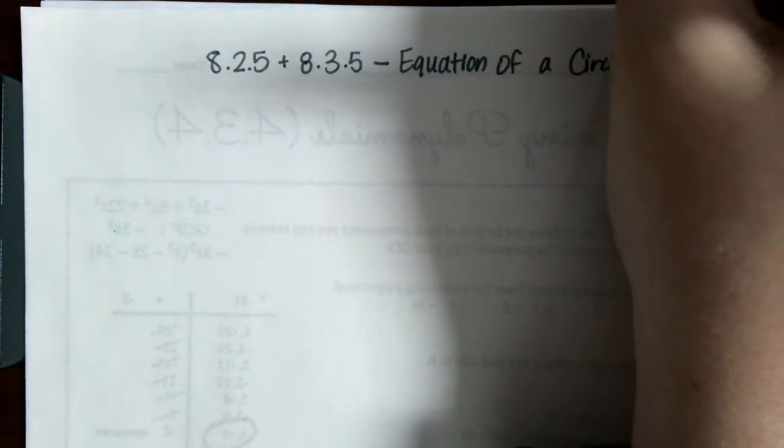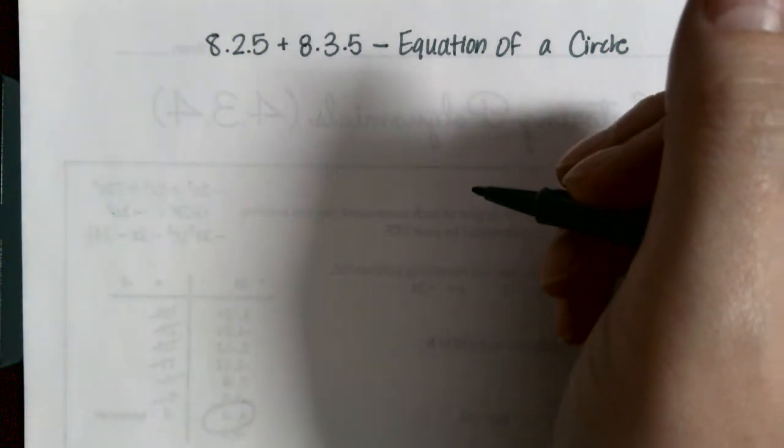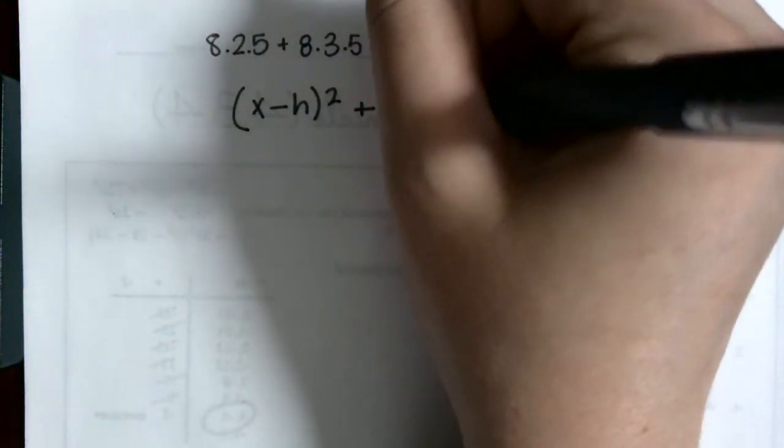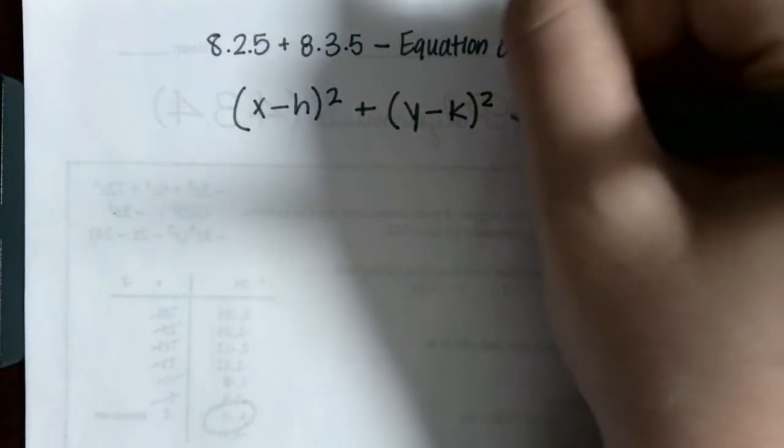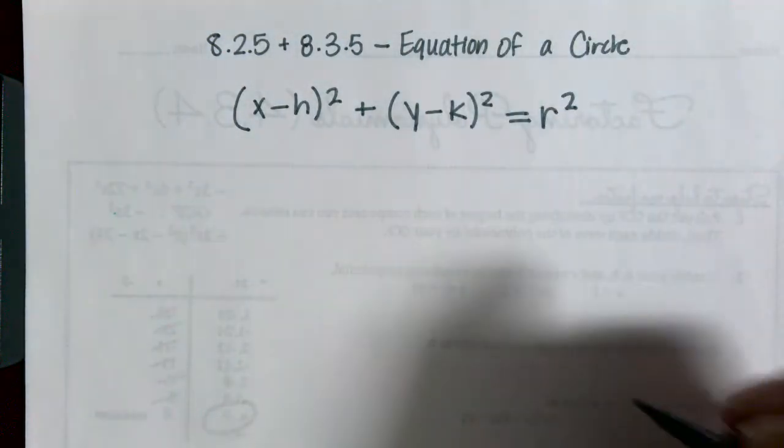Hello. In this video, we're going to go through learning targets 2.0 and 3.0, which are both related to the equation of a circle. We're going to start out with the generic equation: (x minus h) squared plus (y minus k) squared equals r squared.